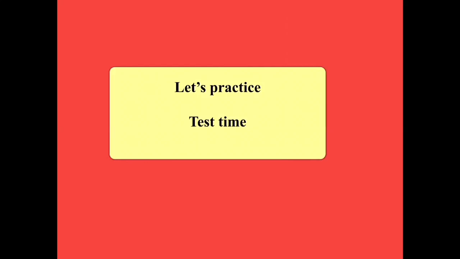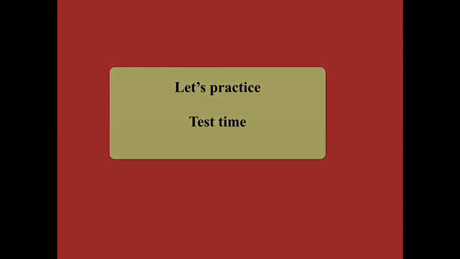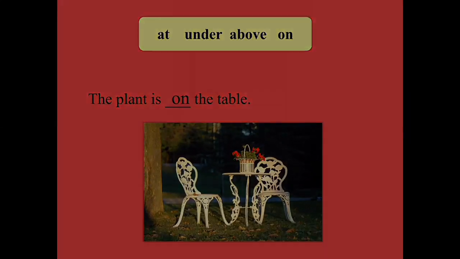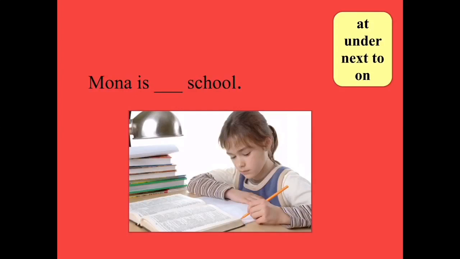Let's practice test time. At, under, above, on. Look at the picture and think of the right answer. The plant is the table. The plant is on the table. At, under, next to, on. Mona is school. Mona is at school.